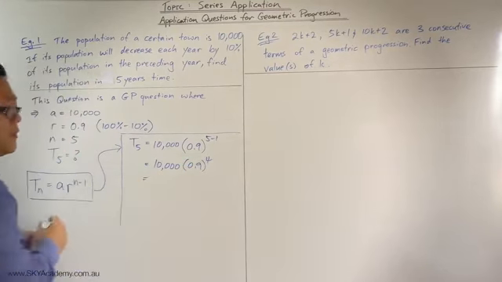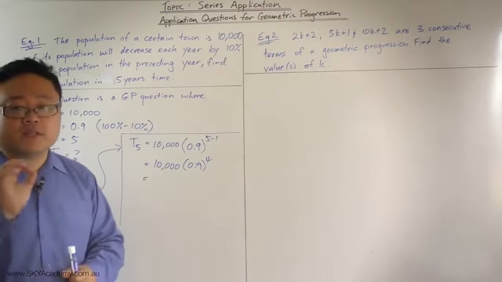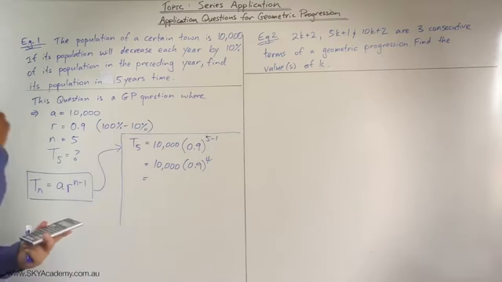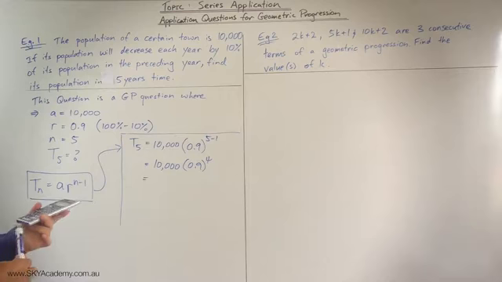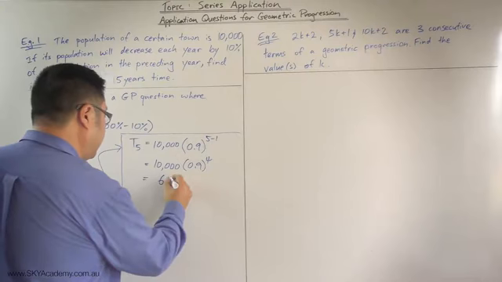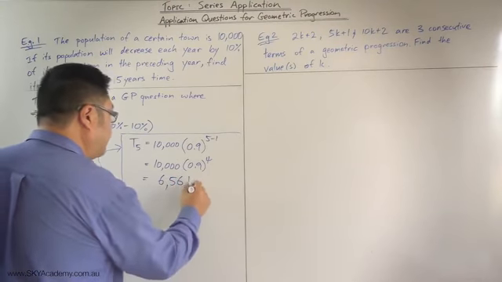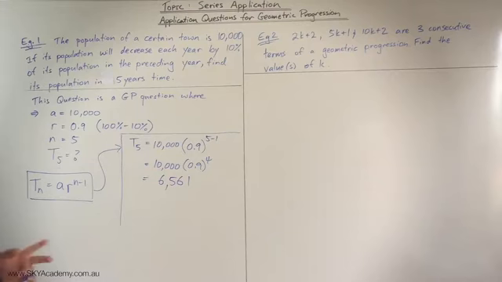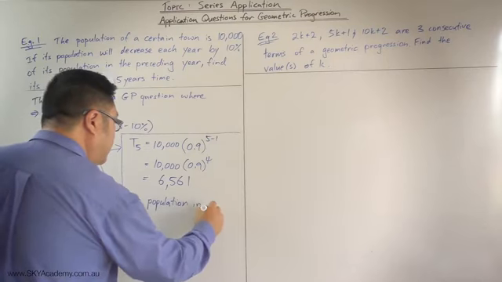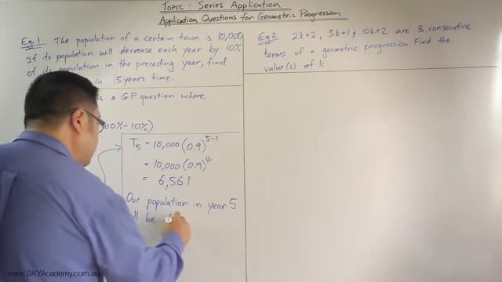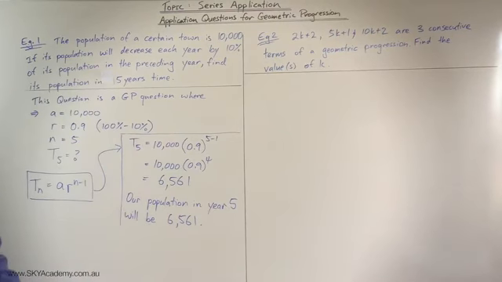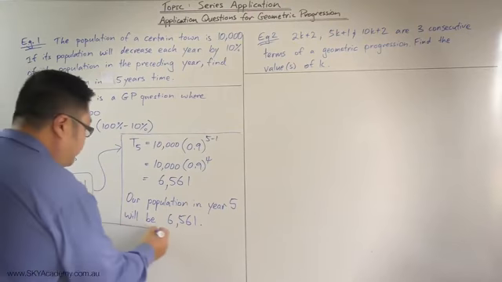We work that out on the calculator. Let me grab a calculator now. I get that our population is going to be 6,561 people. So just to finish off, our population in year 5 will be 6,561. Does that make sense? Beautiful, so that's that question done.